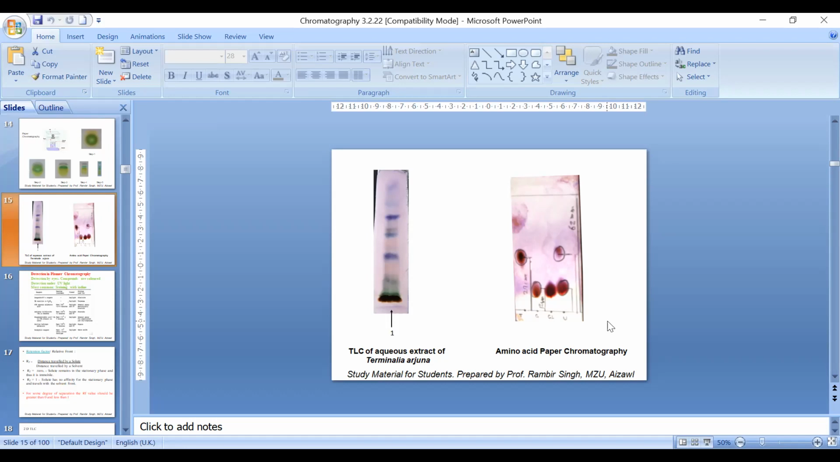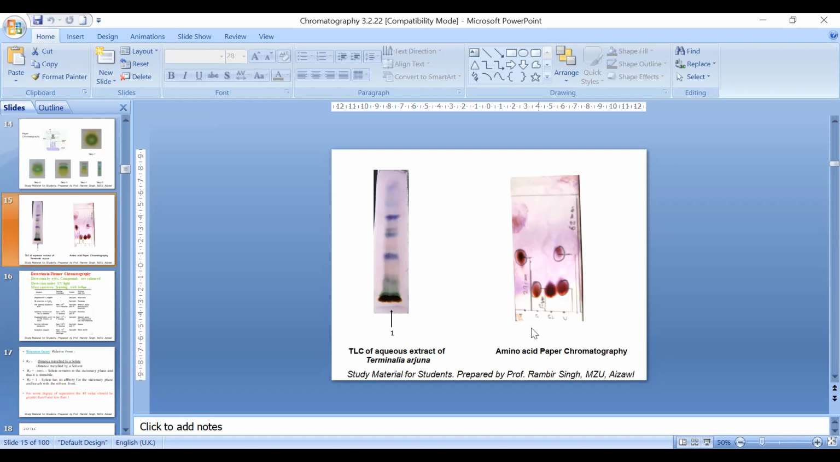Now suppose I am running this plate in petroleum ether, then most of the compounds may stay here because they are strongly adsorbed in that case. But if I run the same plate in chloroform, then most of the compounds will move up to here. And if I run the same plate in methanol, then most of the compounds will come here. So we have to standardize the mobile phase according to the polarity of the solutes.